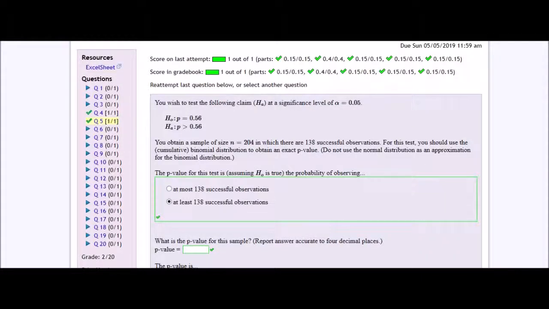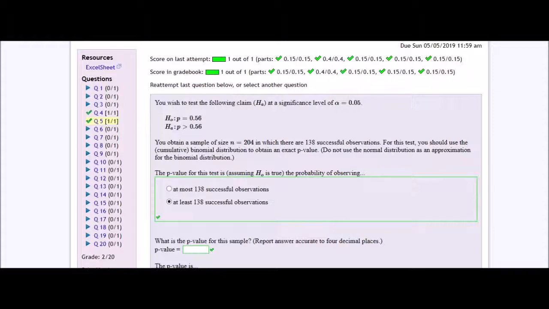Hello students, in this video I will show you how to compute the p-value using the binomial distribution instead of the normal distribution. The p-value that results is going to be an exact value instead of using an approximation with the normal distribution. The question is question number 5 from homework number 13.